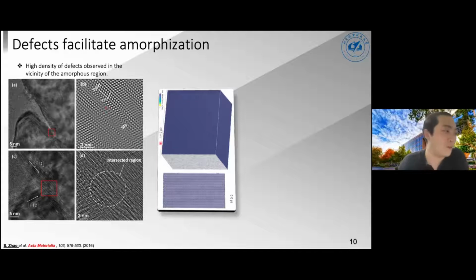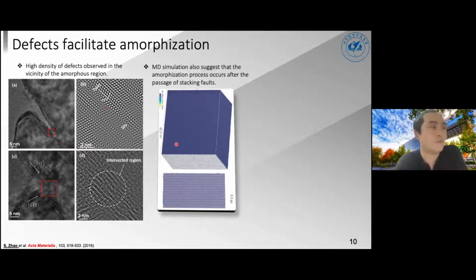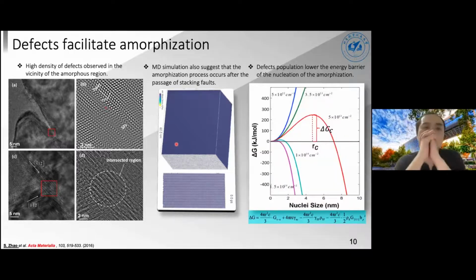Well, I don't think the video works for some reason, but the idea is we try to simulate the process and confirm that amorphization occurs through either the propagation of stacking faults, in this particular case in silicon, or at the intersection of all these high density planar defects. And based on this, we proposed a modified thermodynamic framework taking into account shock generated defects.